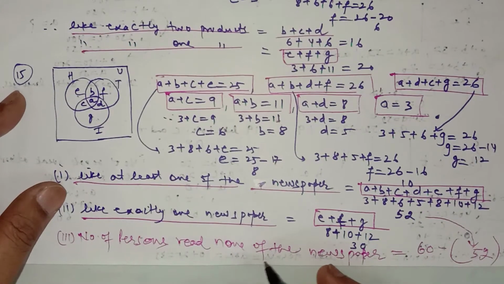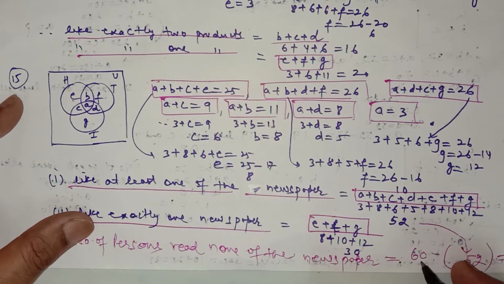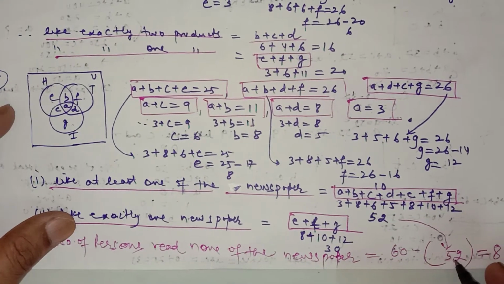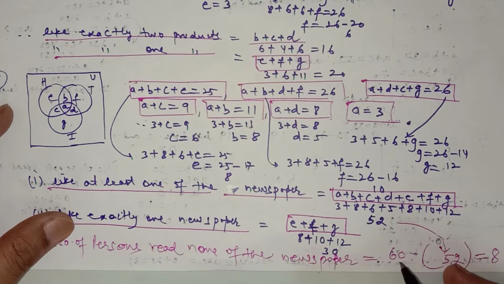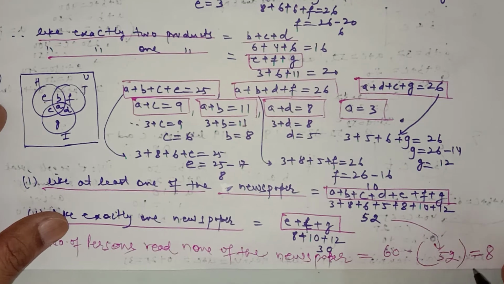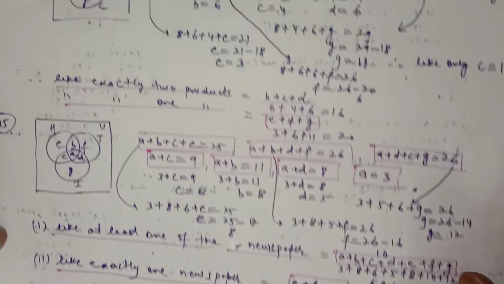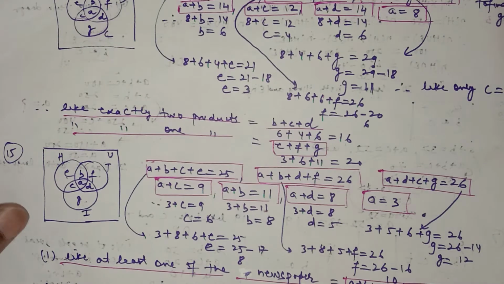And how many like none of the newspapers? So how can we do it? The total survey was done on 60%, and 52% read at least one of the newspapers. So you have to subtract 52 from 60, you will get 8, the number of persons who read none of the newspapers.